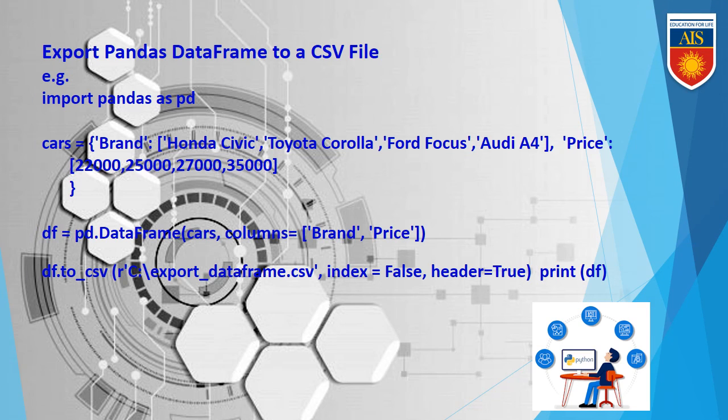Exporting a pandas data frame to a CSV file. Import pandas as pd, car equals, mention the field and the information, brand, and against brand we have given a few companies of cars like Honda Civic, Toyota Corolla, Ford Focus, Audi A4. Then the next field is price, and mention the price according to the car name. Next option df equals pd.DataFrame(car, columns=['brand', 'price']), df.to_csv. Then we can mention the path where it is going to be stored. That means if the user wants to export a pandas data frame to a CSV file, then the user can utilize this process.